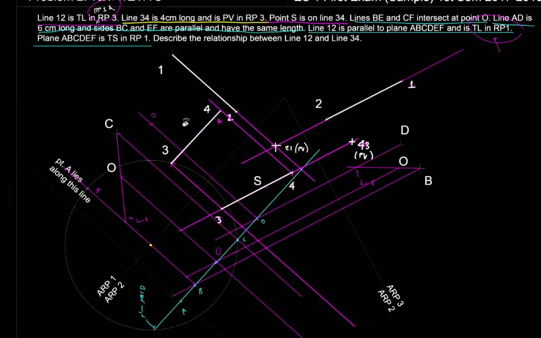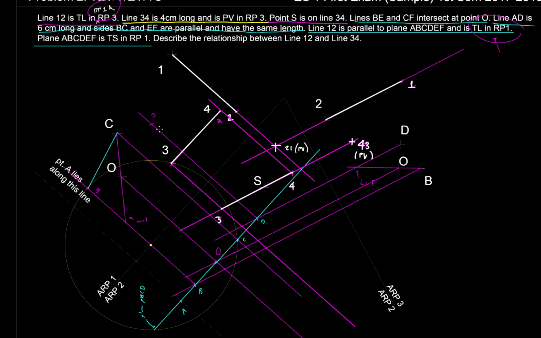So, BC, I can draw BC. Let me use a different color para hindi tayo malito, no? Ito si BC. This is BC, and EF are parallel daw. Tapos, ang line AD is 6 centimeters long. So, I have point A. Kung nandito si point A, AD, 6 centimeters long.